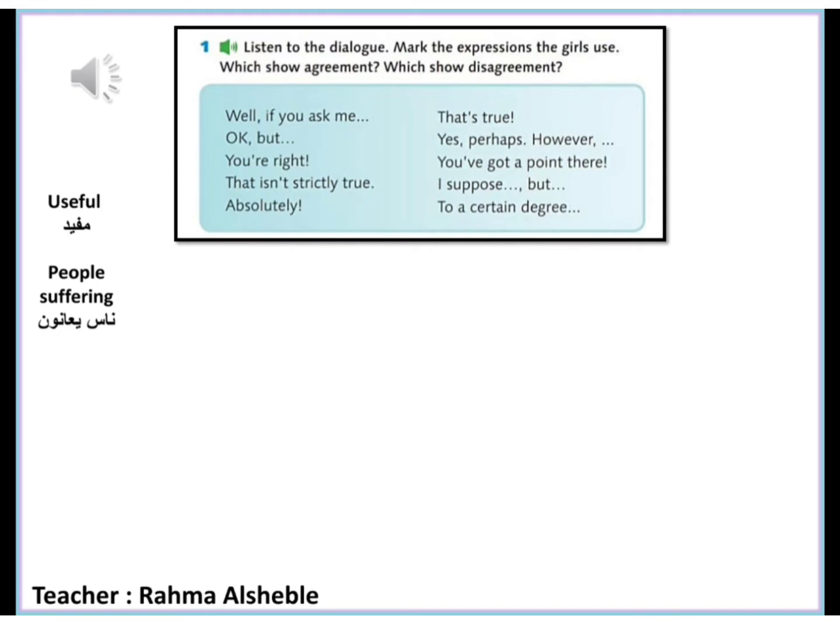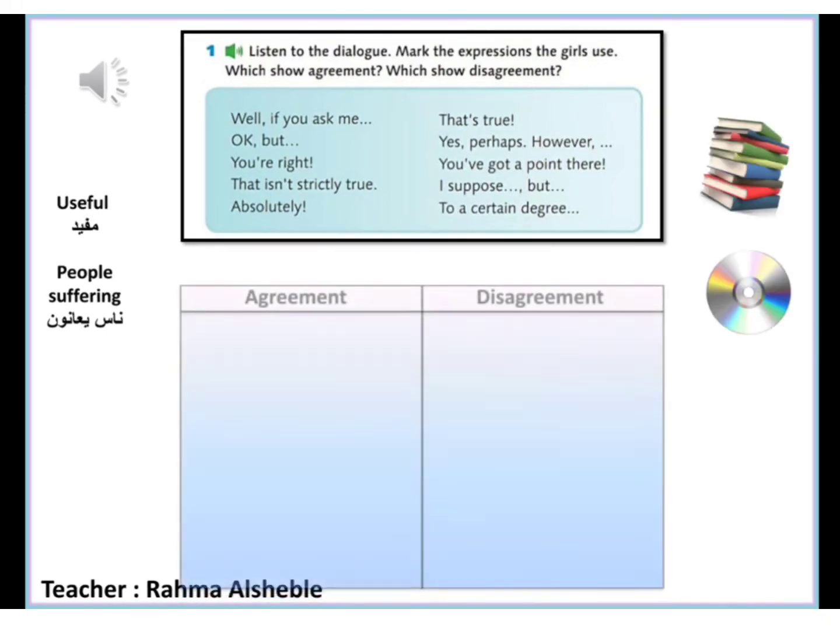While they were discussing, one of them mentioned some ideas and the other replied, either by agreeing or disagreeing. Sometimes she agreed and sometimes she disagreed. Now we are going to read the expressions that the girls used. So did you try to answer this question? Okay, now let's start with the expressions.